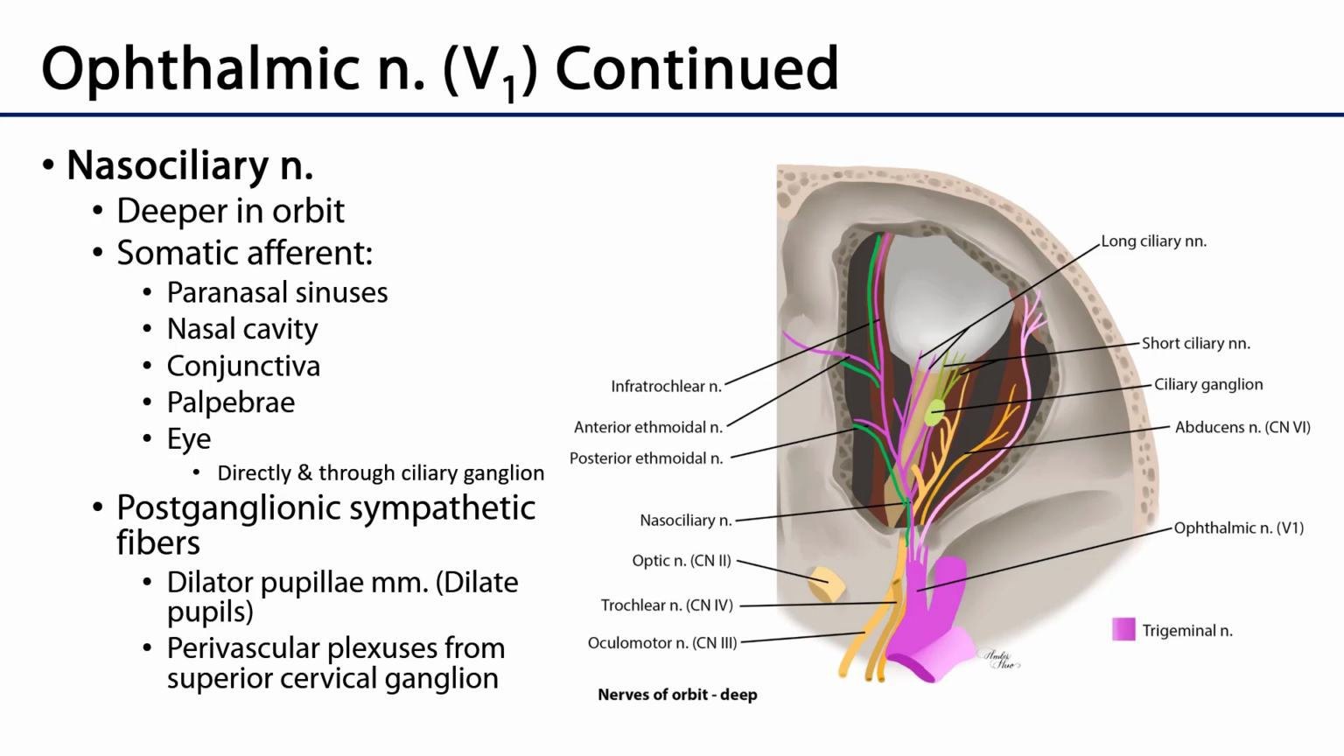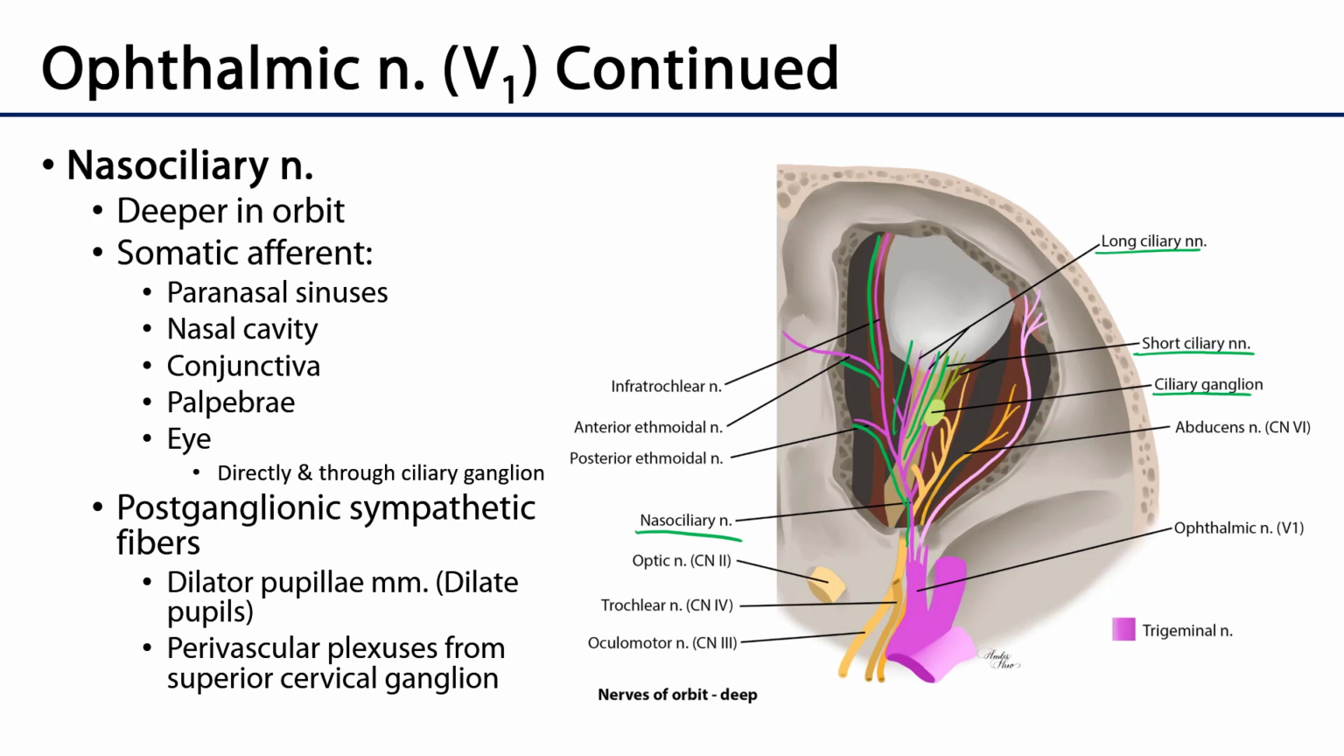And then it will serve the eye through two means, either through these long ciliary nerves or through branches that traverse the ciliary ganglion, and will also have fibers in those short ciliary nerves. So the afferent fibers from the eye are coming back through these long ciliary nerves or through the short ciliary nerves through the ciliary ganglion and back through the nasociliary nerve.